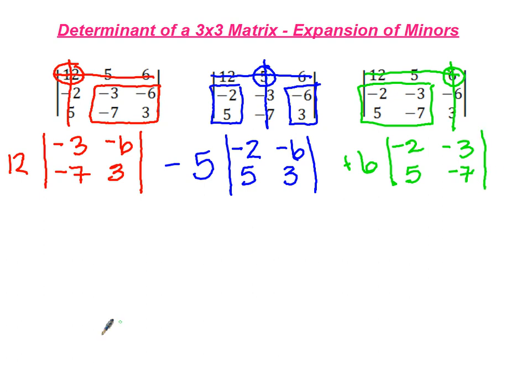Now remember, to find the determinant of a 2 by 2 matrix, you're going to multiply the diagonals together and subtract. So I'm going to keep my coefficient of the first matrix. And when I multiply this first diagonal together, I get negative 9. And I'm going to subtract my value of the other diagonal, which is 42.